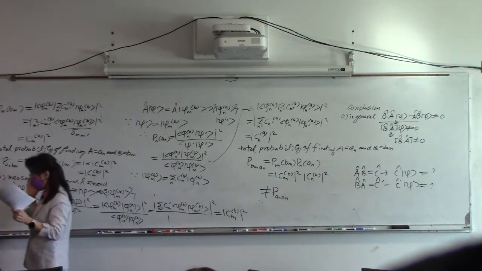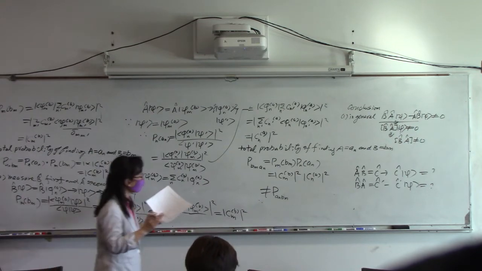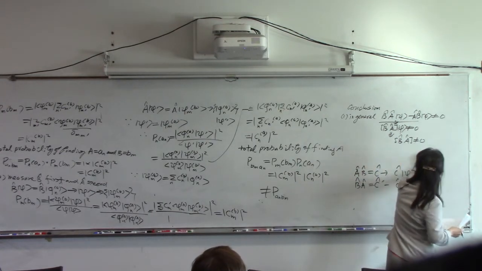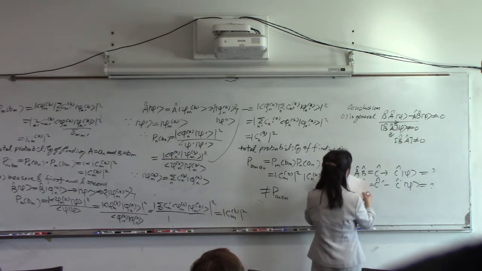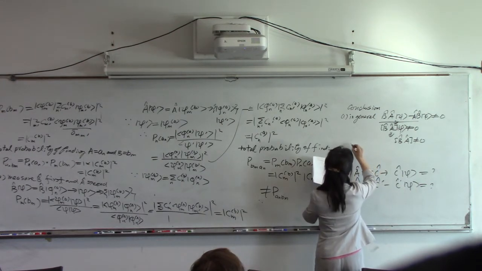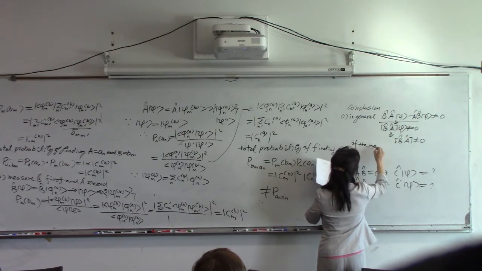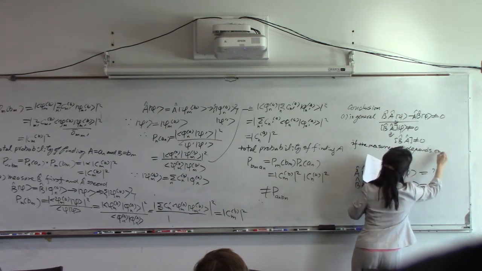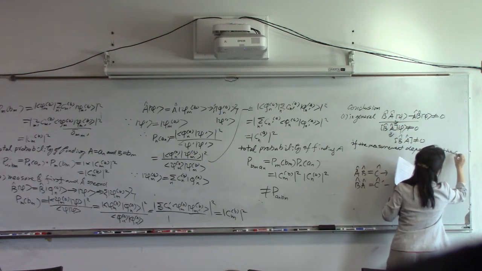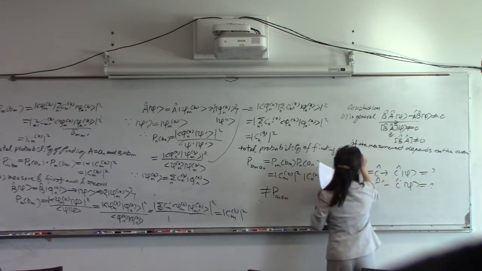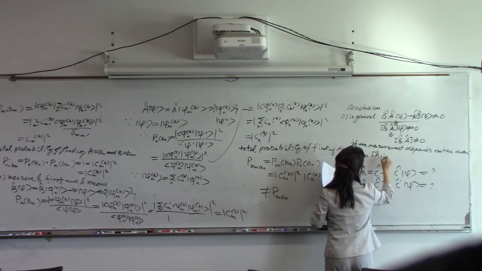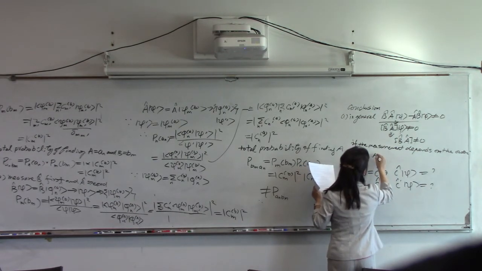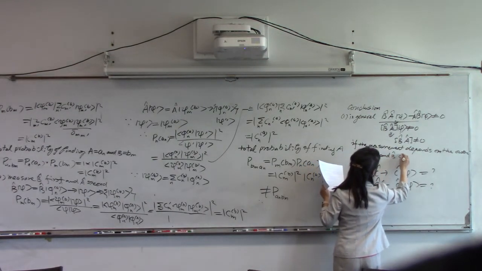If the measurement indeed depends on the order of measurement, then the two operators, or the observables corresponding to the operators, do not commute with each other. That means if the measurement depends on the order, then these two operators do not commute. Okay, so A and B do not commute.